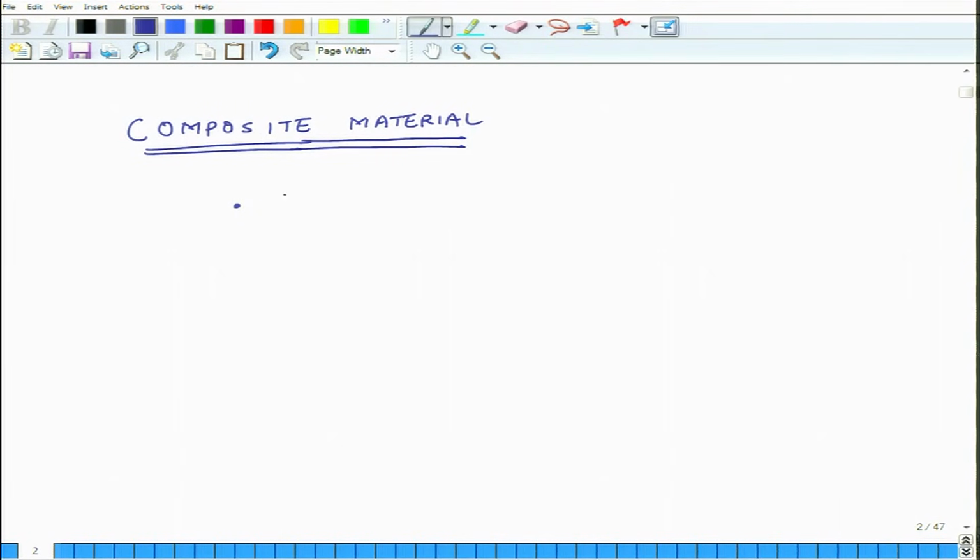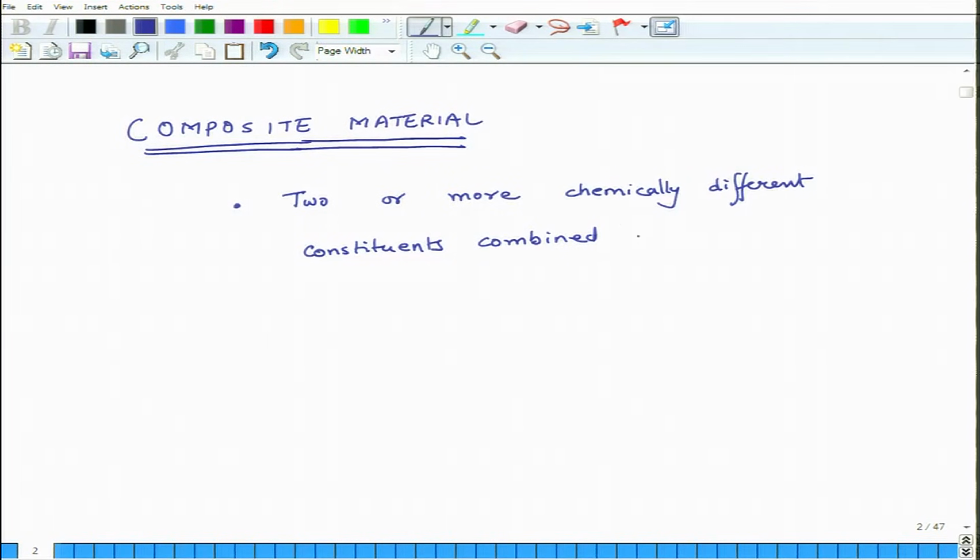The first thing is that it should have two or more chemically different constituents combined macroscopically to yield a useful material.